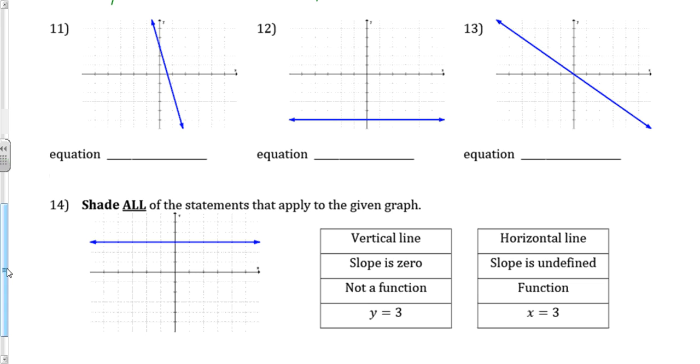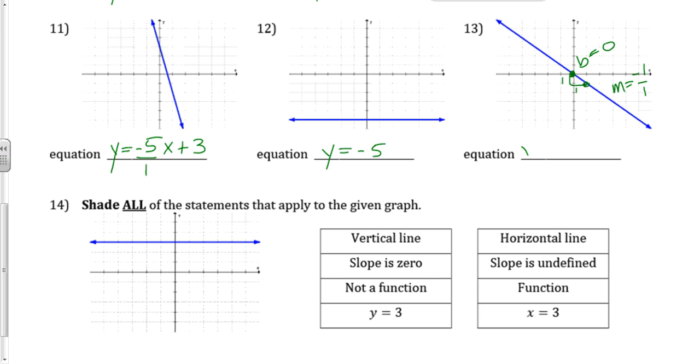Number 11, you should have y equals negative 5x plus 3. You could also write this as negative 5 over 1 since it's the slope. Number 12, you've got a horizontal line, so it would be y equals negative 5. And then in 13, your b value is 0. And then your slope is simply negative 1 over 1.